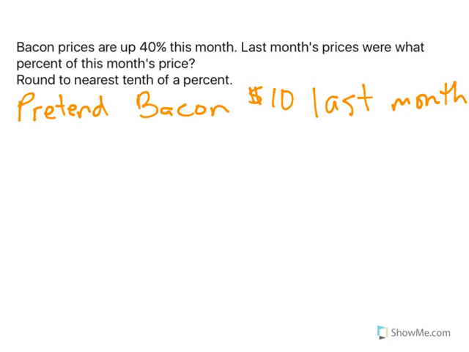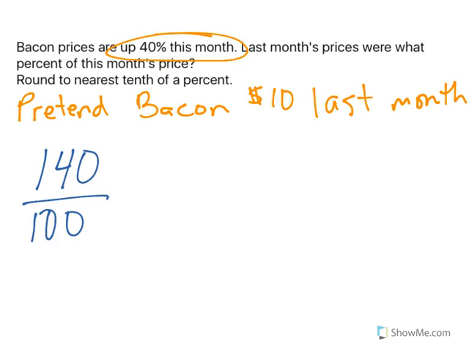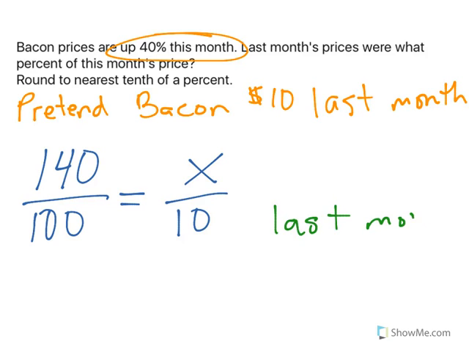And now I can say, okay, if prices are up 40%, well, remember that up means 140% of what it was. Because up 40 is in addition to what it was. So the 100% mark would be $10, and it's 40% more than that. So I'm doing percent over 100 is x over 10. So the denominator represents last month, and everything in the numerator represents this month.